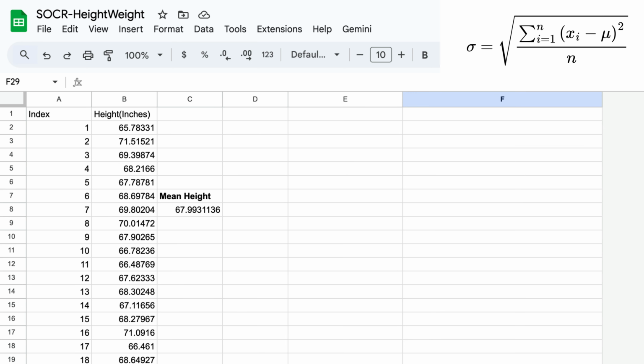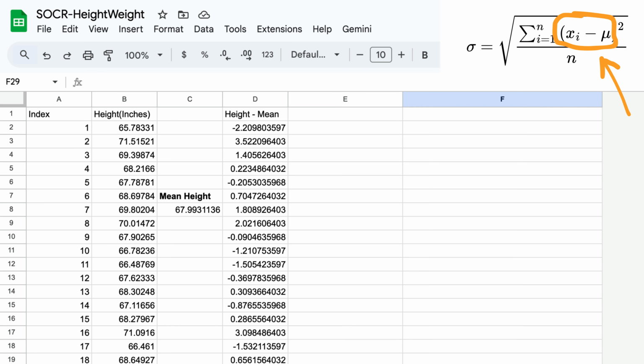So for this height dataset, we have already computed the mean, which was 68 inches. Now, in order to calculate standard deviation, first find how far each value is from the mean. For that, make a column height minus mean. These values are nothing but simply the height value for that row minus this mean value. For example, the first value of height is 65.8 inches, and if we subtract mean from it, we get minus 2.21. Then this second value, minus the mean, is 3.52. Then the third value minus mean is 1.4, and so on.